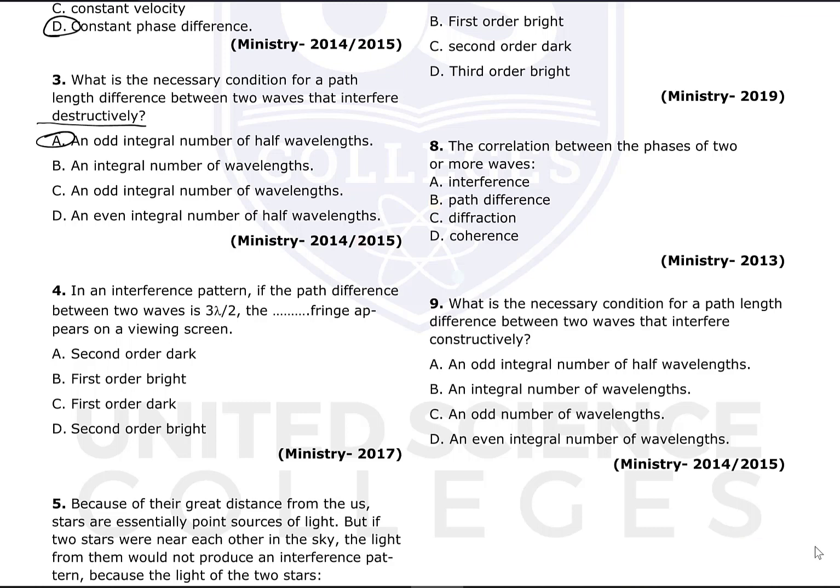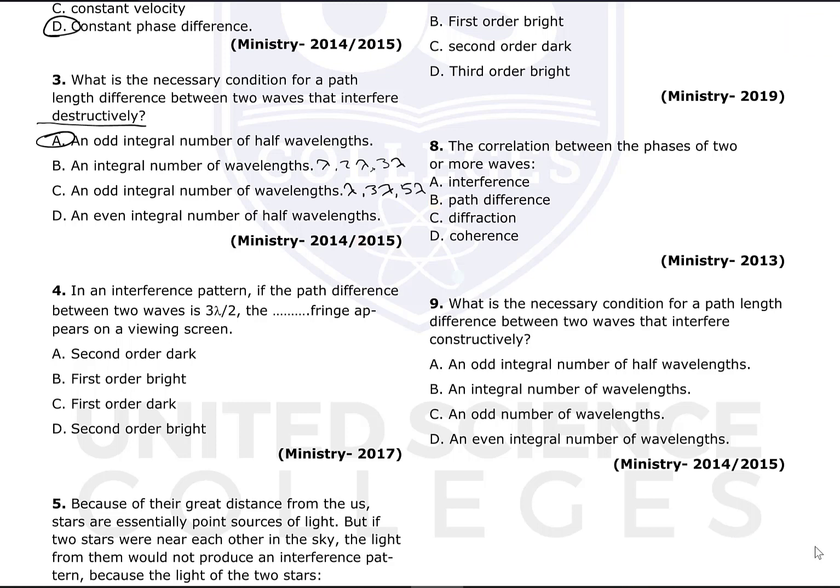But integral number of wavelengths means 1 lambda, 2 lambda, 3 lambda. This is the condition for constructive interference, not destructive. Odd integral number of wavelengths, 1 lambda, 3 lambda, 5 lambda. This also provides constructive interference.